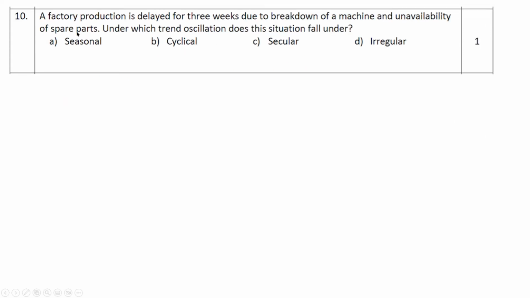Next question. A factory production is delayed for 3 weeks due to breakdown of a machine and unavailability of spare parts. Under which trend oscillation does this situation fall? So here the factory production is delayed due to some unavoidable reason like breakdown of machine and unavailability of spare parts. So among all these, the correct option is irregular oscillation or irregular trend. It does not fall under seasonal or cyclic or secular trend. It falls under irregular trend.